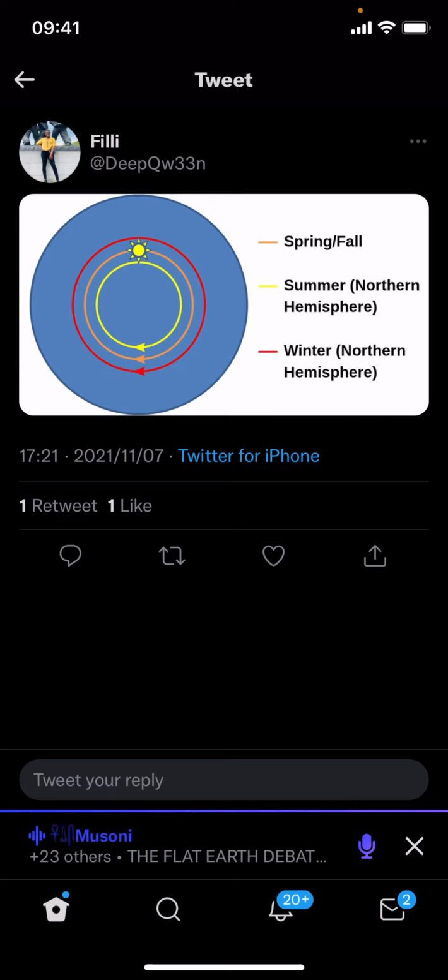And then winter, spring would then be in the middle. And then winter, northern hemisphere as well. Okay, maybe she can explain. So she must just explain to us the pattern of the sun.